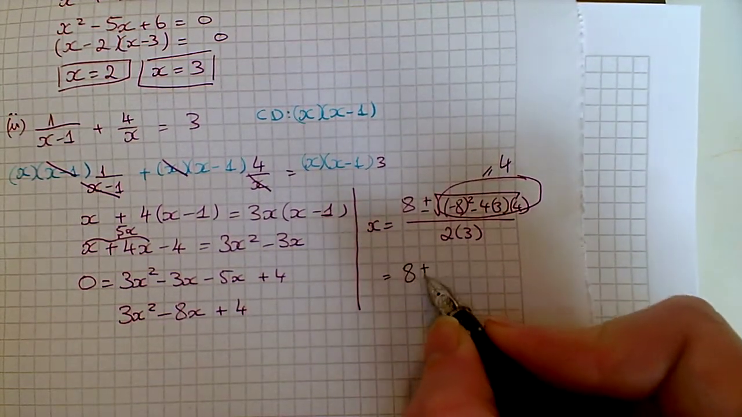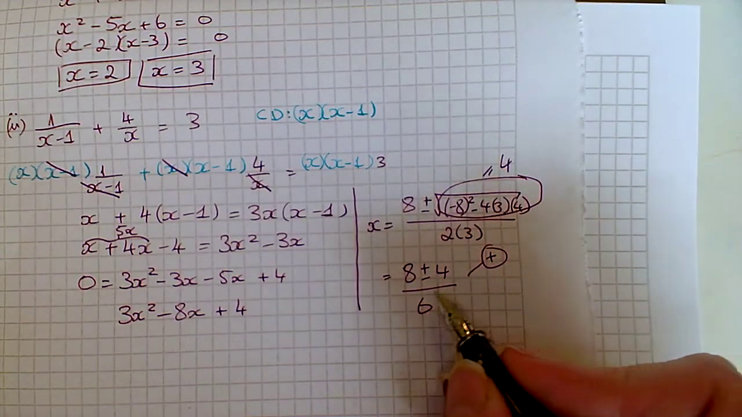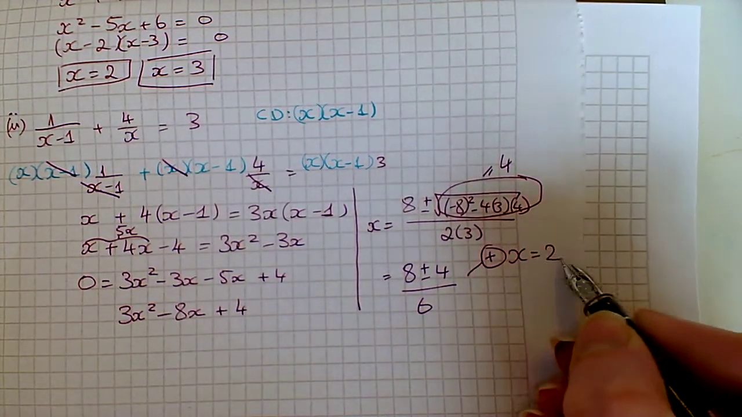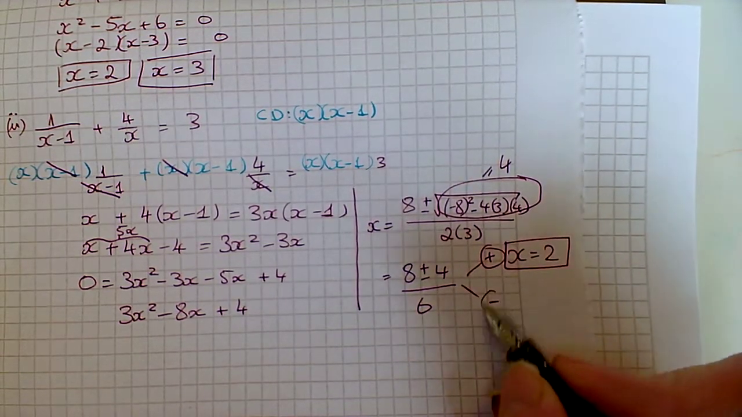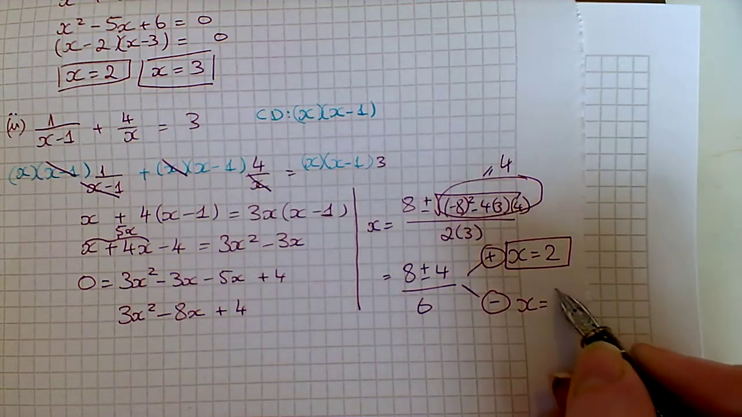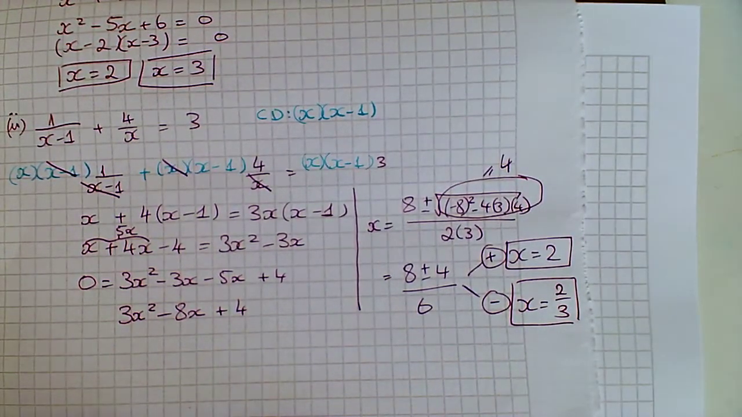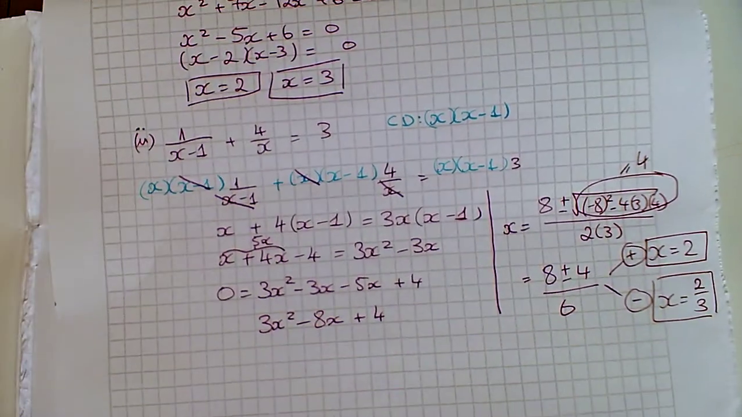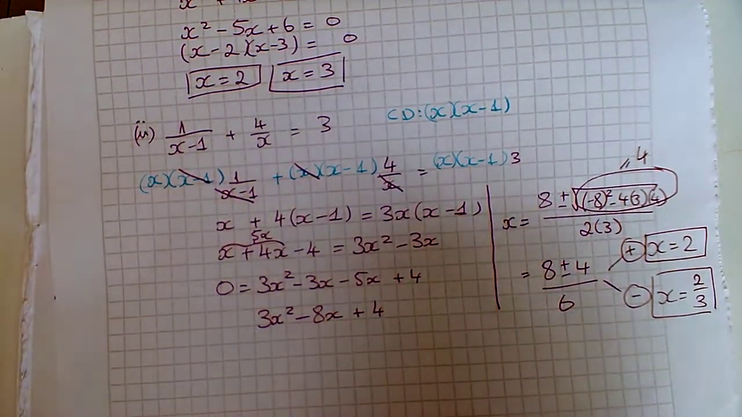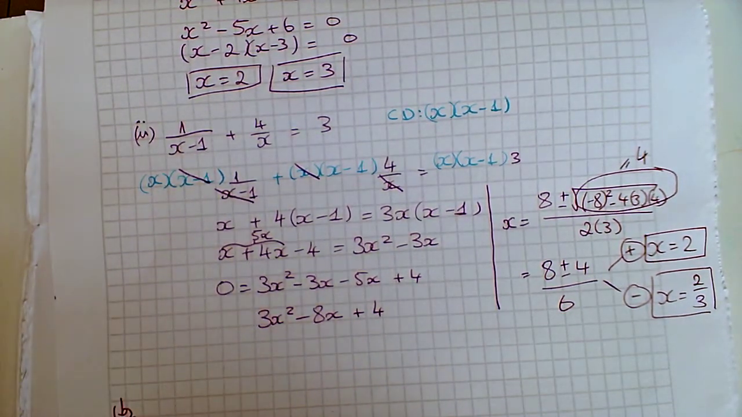That's going to be 8 plus or minus 4 over 6. The plus answer gives me 12 over 6, so x is 2. And the minus answer gives me 4 over 6, so x is 2/3. Those are my two answers. So I could have done that by factorizing as well. I just happened to find the minus b formula a little bit quicker when there's a number in front of x squared, but you can do it whichever way you prefer.